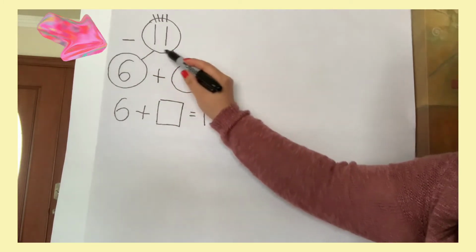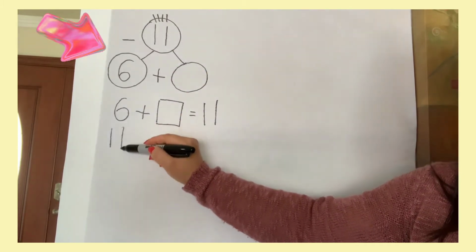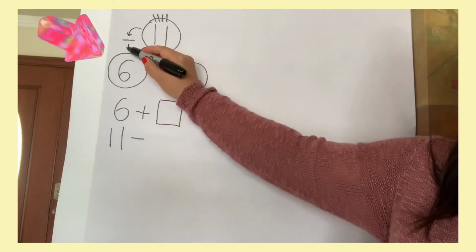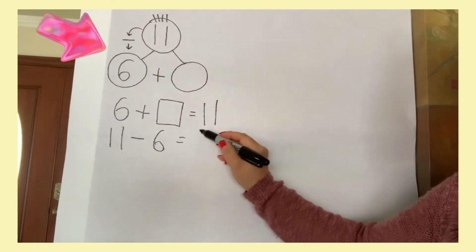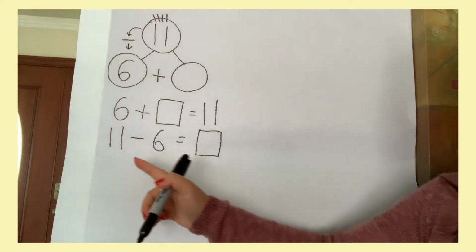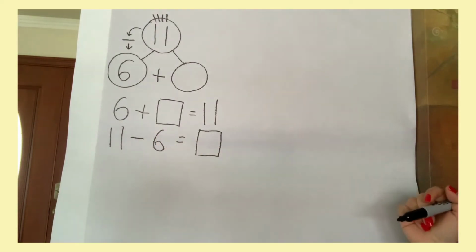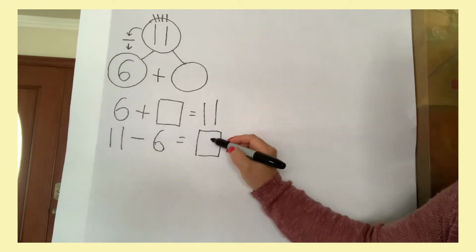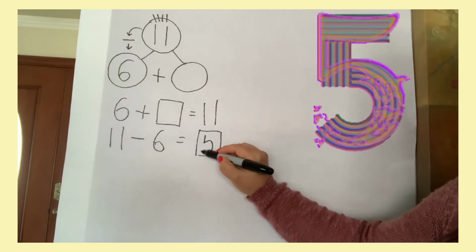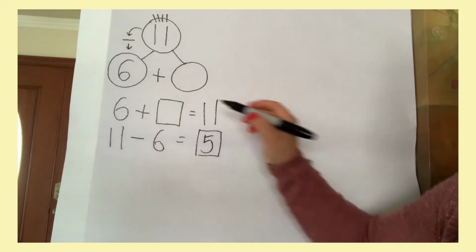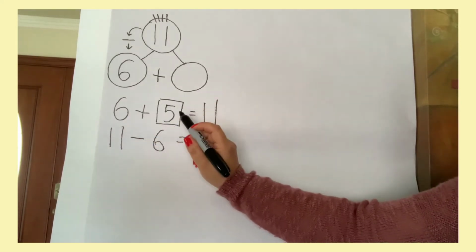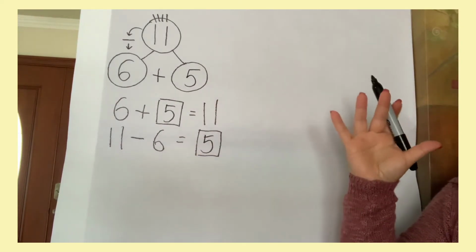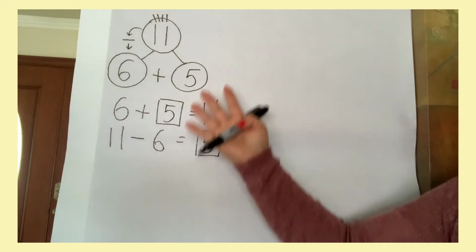We could take the biggest number, which is 11, and take away the 6. When we take 11 take away 6, what is the difference? That's right, it's 5. Because we know that 6 plus 5 more will make 11. So the missing number is a 5. Great, this is a starting point.